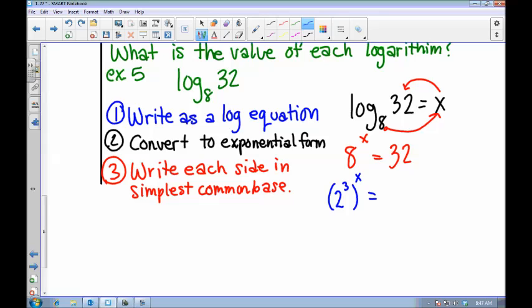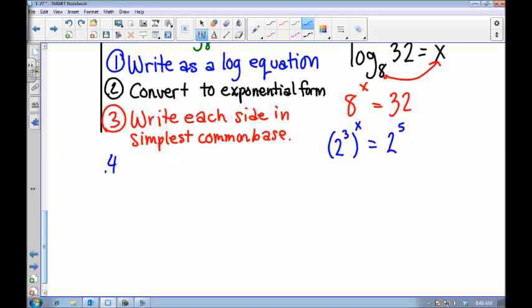Okay, how many 2's does it take to get to 32? 2 times 2 is 4, times 2 is 8, times 2 is how much? 8 times 2 is how much? 16, times another 2 is 32. So how many 2's did it take to get to 32? 5. So that would be 2 to the 5th power. Now look, they have a common base.